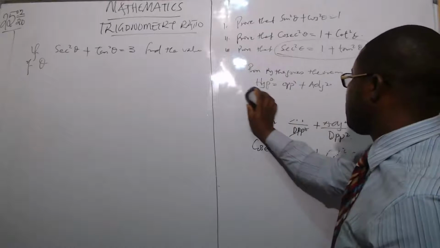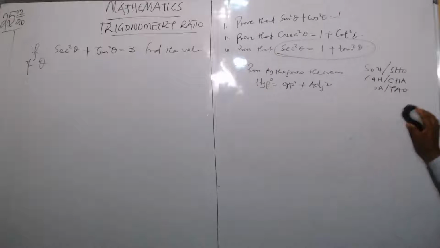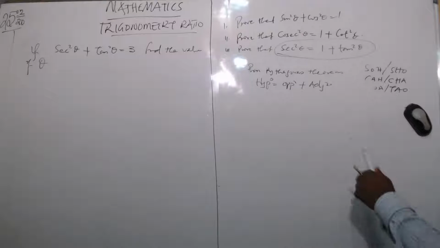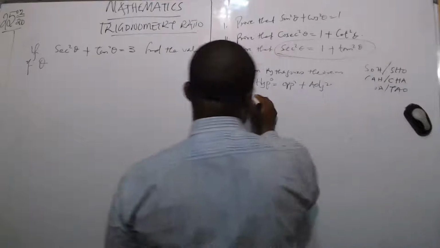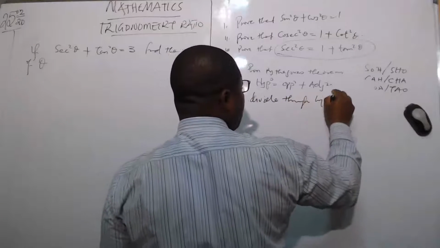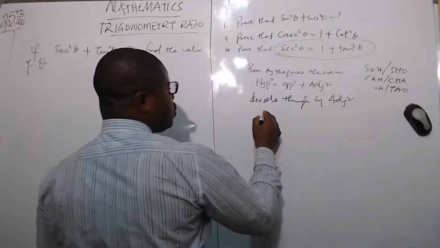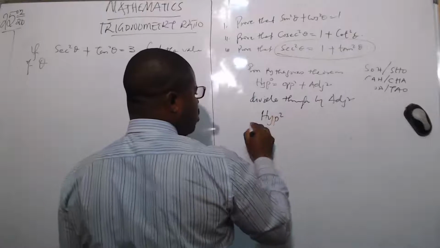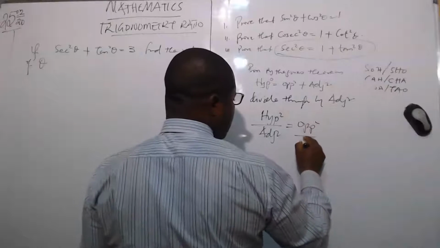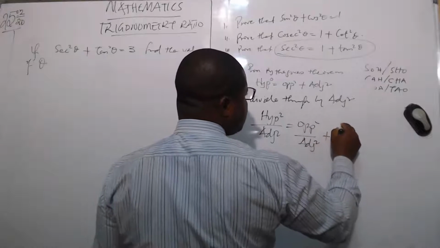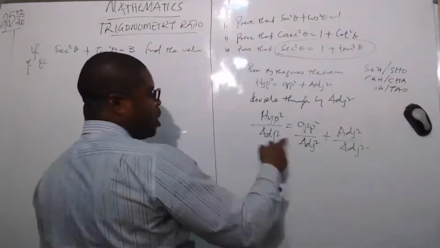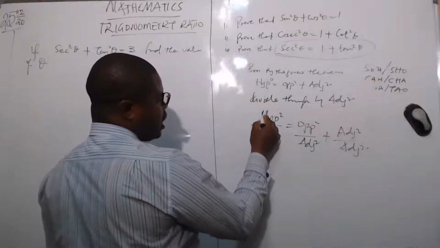Going by that now, the first one we divided by hypotenuse. The second one we divided by opposite. Now, the last one we're going to divide by adjacent. Divide through by adjacent square. So we have hypotenuse square over adjacent square equals opposite square over adjacent square plus adjacent square over adjacent square.